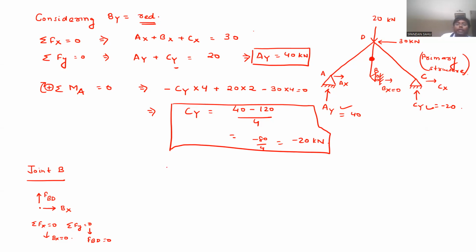Now go to joint D directly. When you go to joint D, now see, this is 20 kilonewton, this is 30 kilonewton, and there are two forces, and this angle will be the same because they are symmetric, theta. Now tell me, if this is theta, this was 4 meter, 2 meter. This length was 2 meter and height was 4 meter. I'm writing it here.